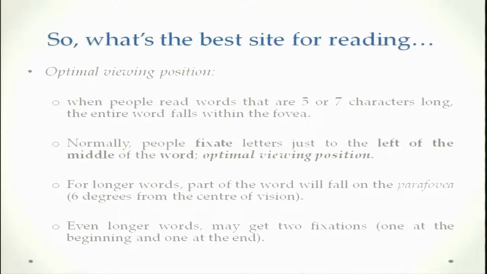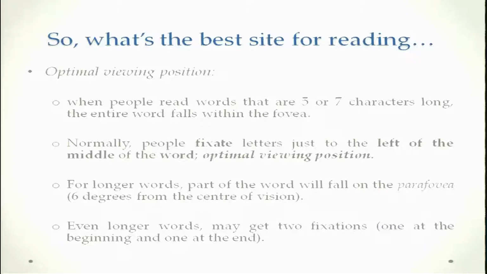Normally what happens is that people fixate letters just to the left of the middle. So suppose it is a 5 letter word, you will fixate just left of the 3rd letter. That is the point where you will be able to gain maximum information when you're reading a particular word. All of these things have been experimentally demonstrated, and people have come up with the idea that this is the best site for getting most information. If you manipulate people's landing sites to just left of the middle of the word, this is where the reading performance of participants has been found to be maximal.